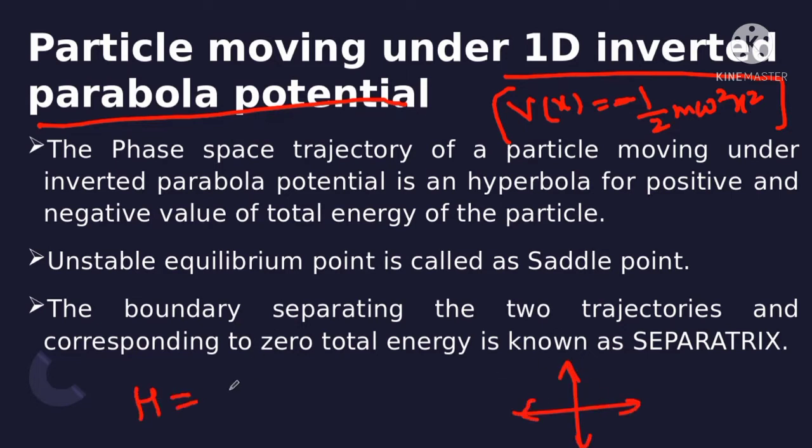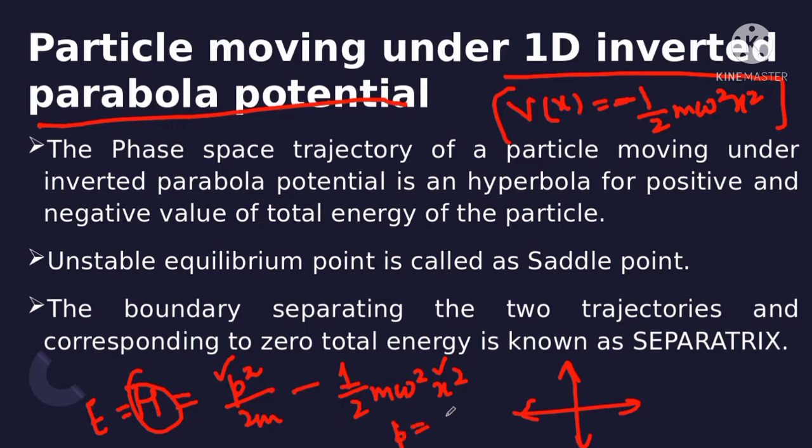So let us write down the Hamiltonian for this system. That is p squared over 2m minus half m omega squared x squared. This is our total energy E, which is constant for a conservative system, and we are assuming a conservative system here. This relation between momentum and position represents the equation of a hyperbola. If we put x equal to 0, we get p equal to plus or minus root 2mE. That describes the 2 points on this phase space.